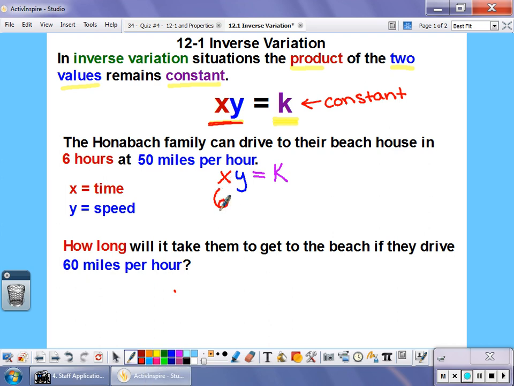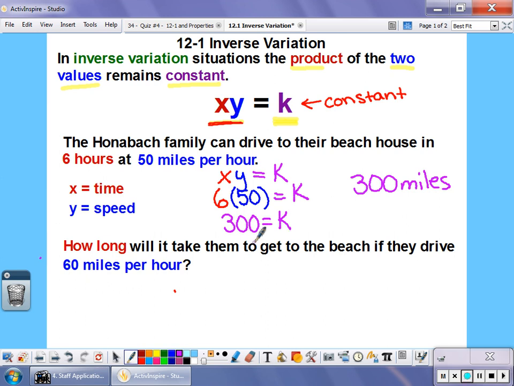So I'm going to plug in my x, which is 6. I'm going to plug in my y, which is 50 miles per hour. And I'm going to multiply those two things together to get my constant. So 6 times 50 is 300. And that's 300 miles to the beach. Now that distance is going to stay the same no matter how fast they drive or how long they drive. It's always going to be 300 miles. So that's why that's a constant.